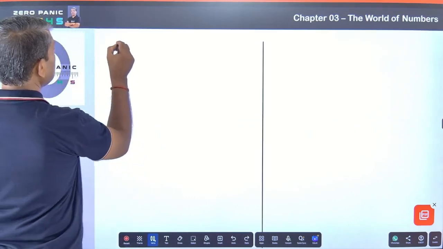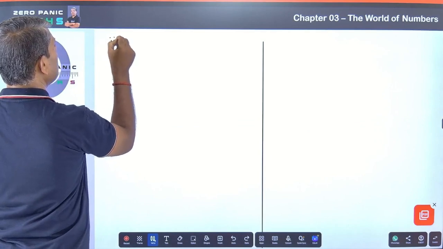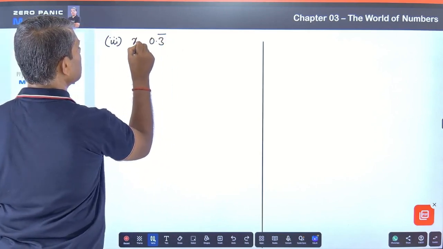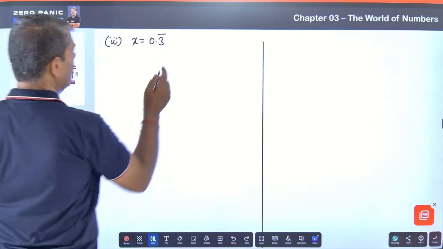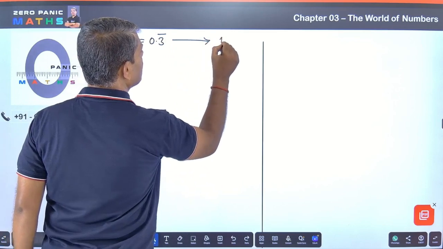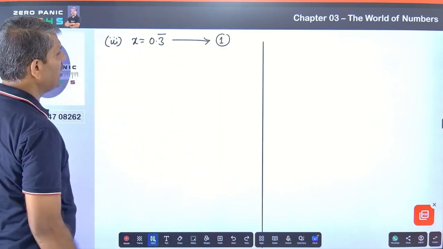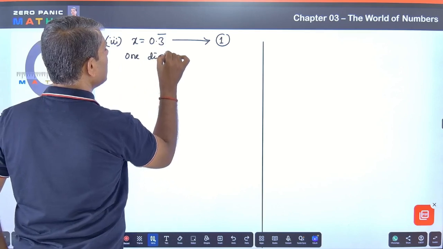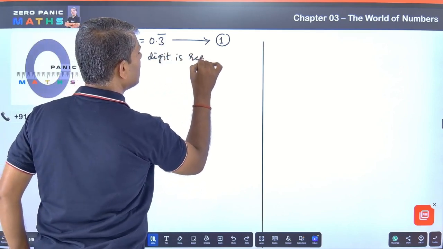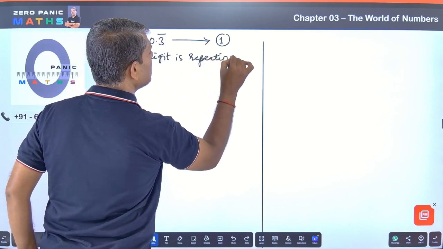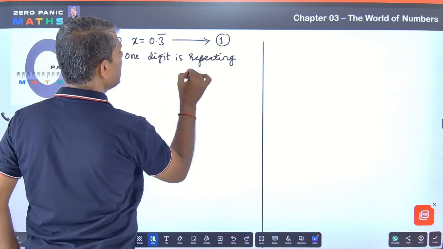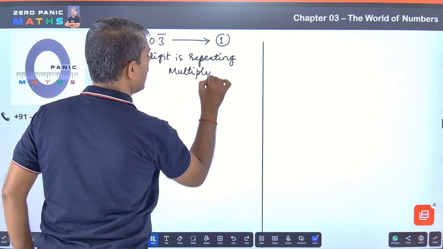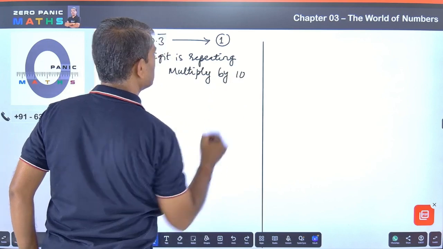The third question is representing 0.3 repeated, and let us consider this as x. You know how to convert this into p by q format. Consider this as equation 1, and since one digit is repeating, you know that, right? In the previous class we have seen this. One digit is repeating, so we have to multiply this by 10, or 10 to the power of 1.